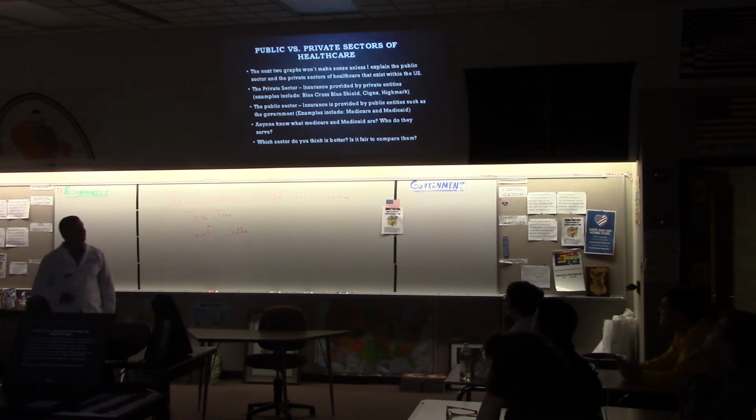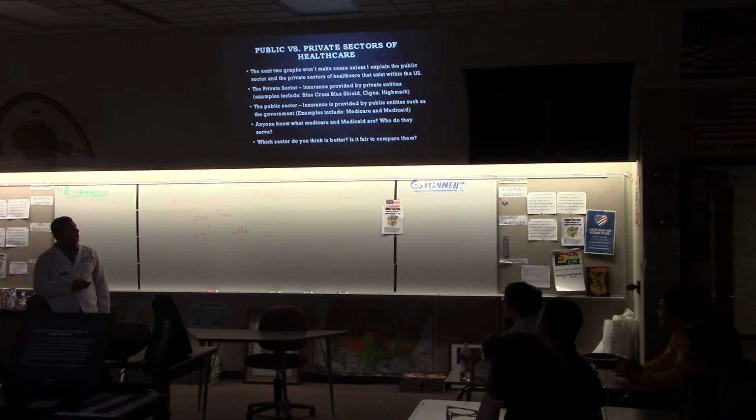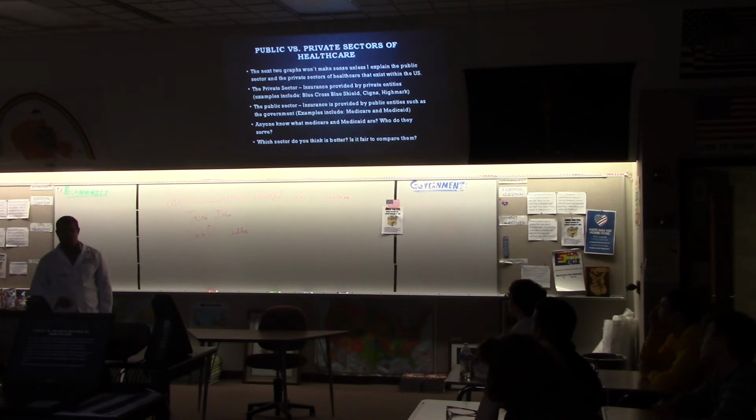So public versus private sectors. The private sector is insurance provided by private entities. Examples of this are Blue Cross Blue Shield, Cigna, Highmark. In the public sector, insurance is provided by public entities such as the government, and examples include Medicare and Medicaid. Does anyone know who Medicare or Medicaid serve? Low income and elderly: those over 65 for Medicare, and for Medicaid, low income and children.